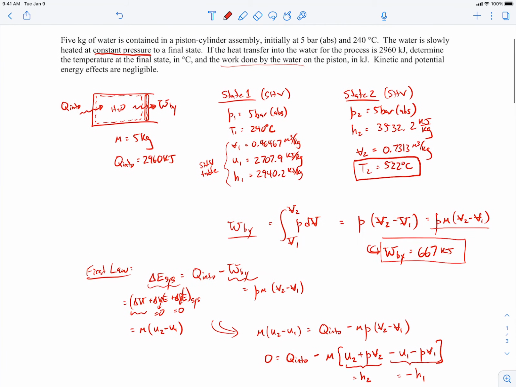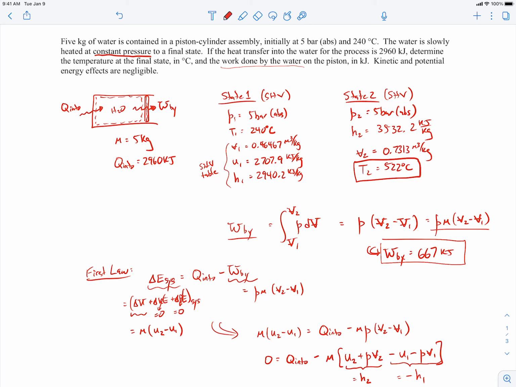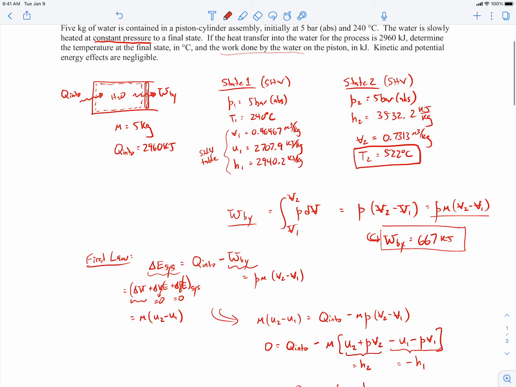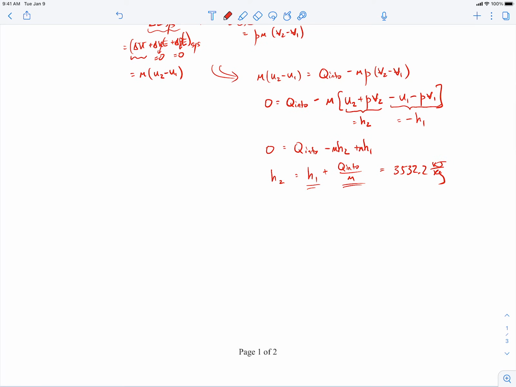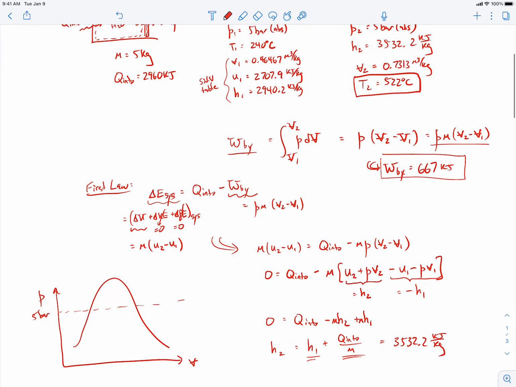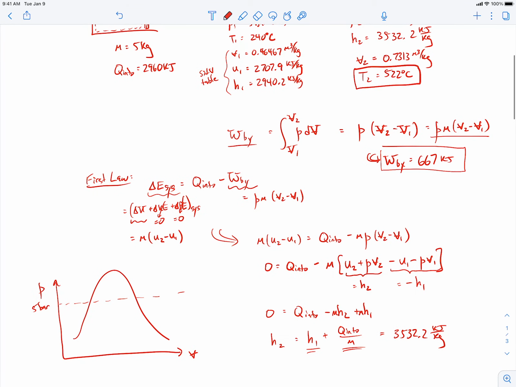And then the last thing that we'll do, we're not specifically asked for this, but let's go ahead and plot this on a PV and a TV plot just to be complete. So over here we'll do the PV plot. Here's our vapor dome. We're dealing with a constant pressure, so the pressure was 5 bar. And we know that we're in a superheated vapor phase. So let me draw the isotherm corresponding to T1 first. That was at 240 degrees C, so that'll look something like this.